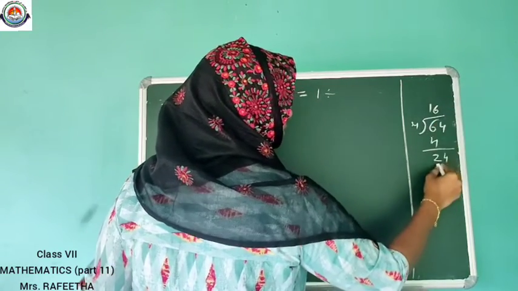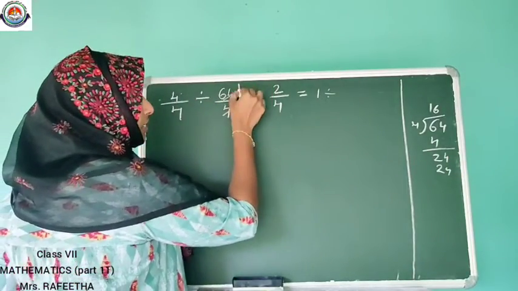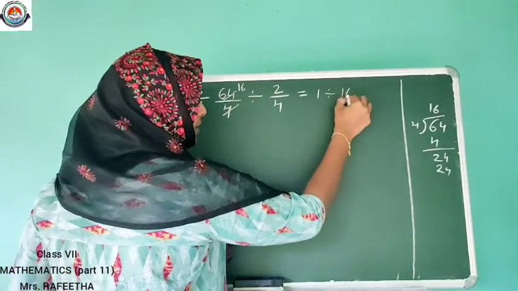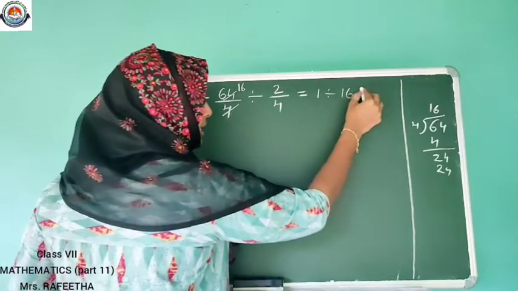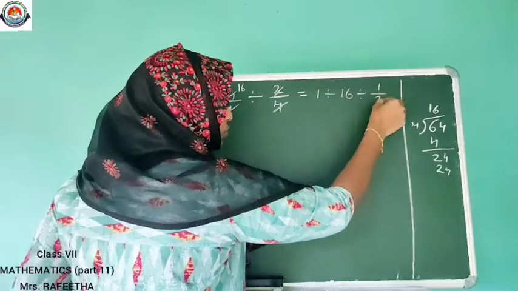4 6s are 24. So 16. Okay, this and this also we can cut and we can write as 16. 1 divided by 16 divided by 2 by 4, means this we can cut, that is 1 by 2.